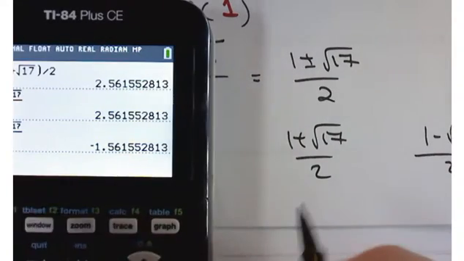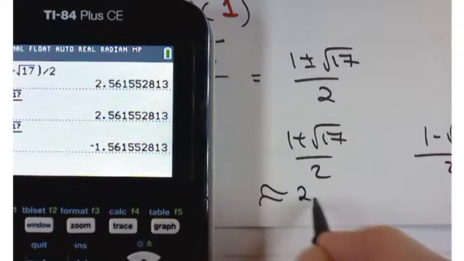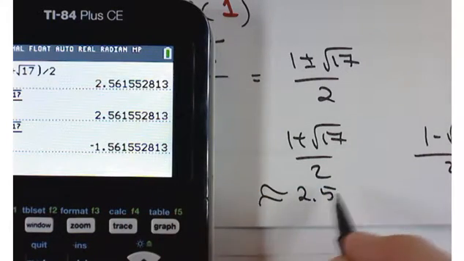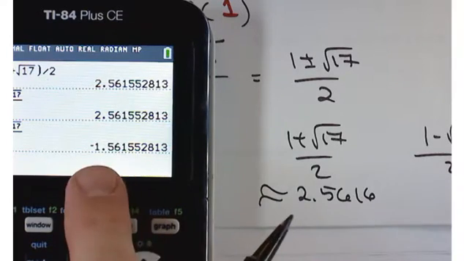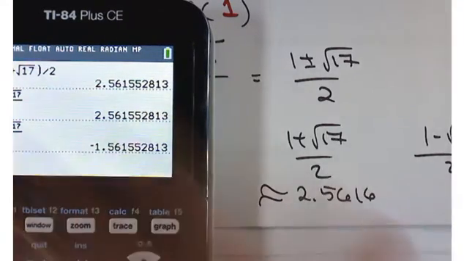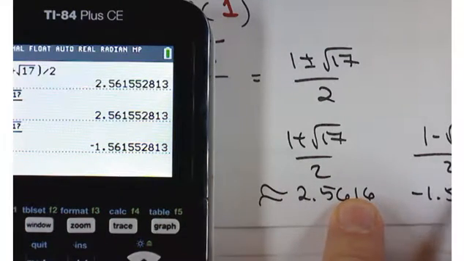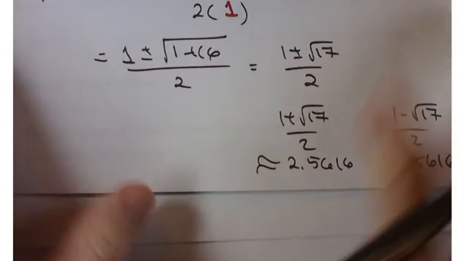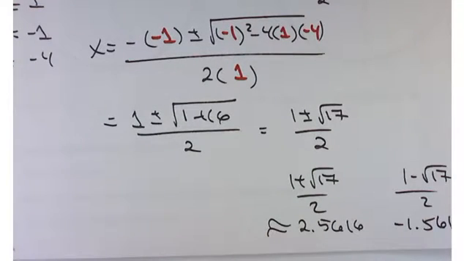So approximately speaking, this is about 2.5616, and this is about negative 1.5616, rounded to the nearest 10,000th place. Are you able to get that number off your calculators? Good? All right. Let's do some more, unless there's something else on problem 22 that I can help out with.